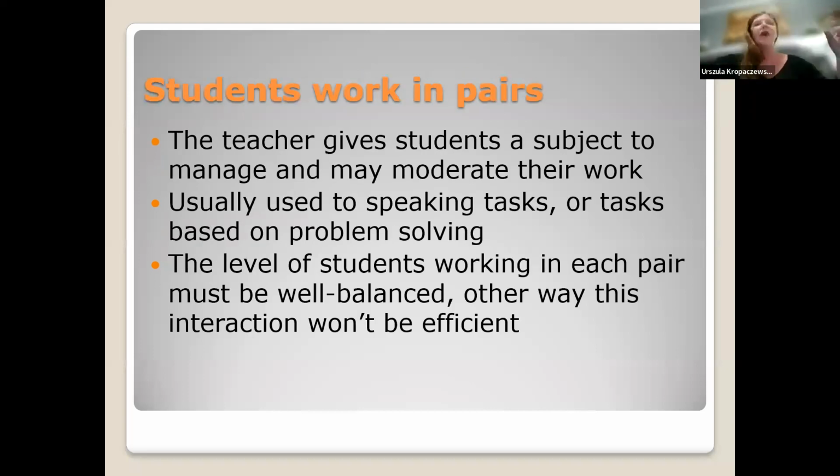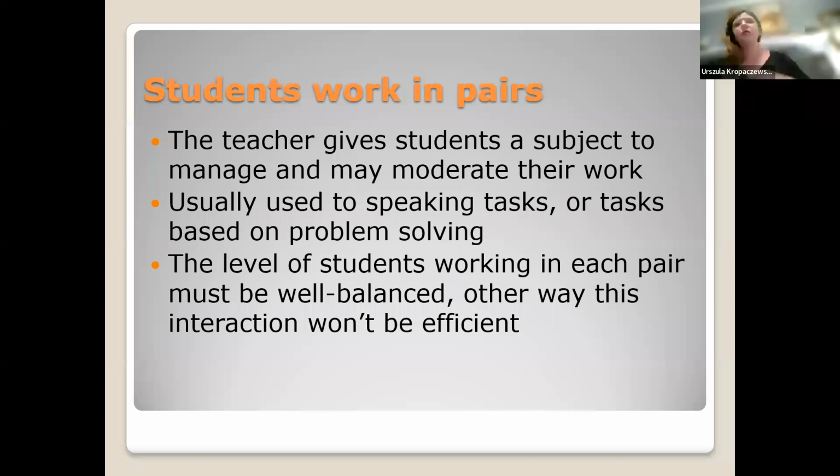Of course, you should give them the task they will manage to complete. The teacher cannot sit while students work in pairs. The teacher should move around. It's not the time for the teacher to drink tea. Okay, so we should monitor.